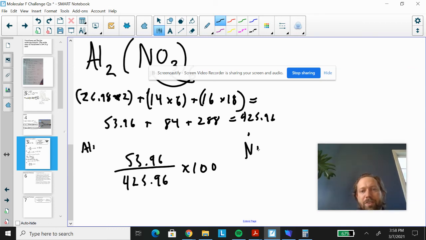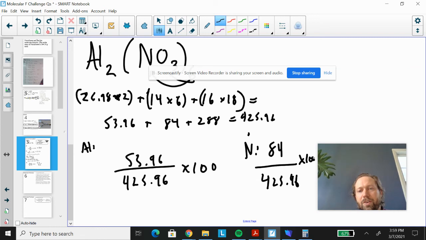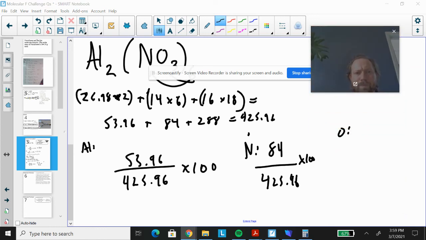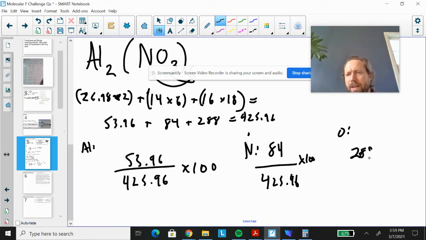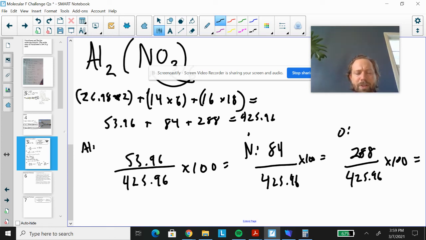For nitrogen, it would be 84 over 425.96 times 100. And the last one, oxygen, would be 288 over 425.96 times 100. Right? I'm not going to take the time to go just calculate a bunch of stuff.